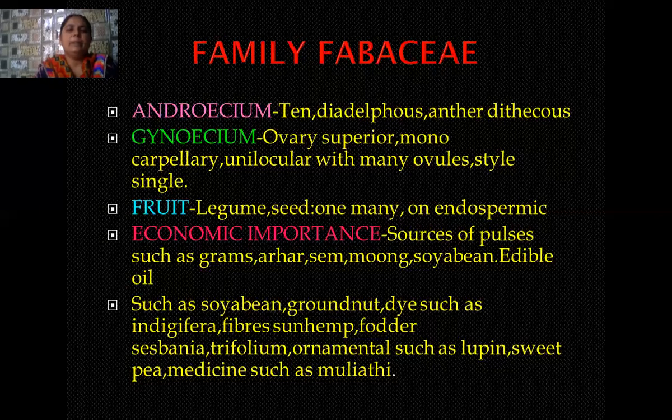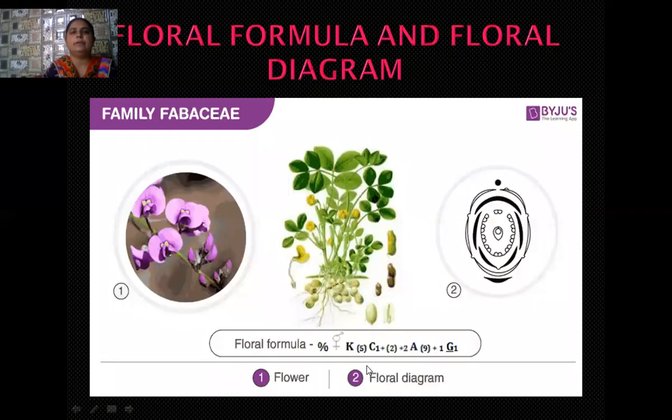And ornamental flowers are also there. Lupin flower, sweet pea flower, they are used for ornamental purposes. And medicine also comes under this. That is mulethi, which is generally used by people who have to sing in order to make their throat clean. Mulethi. So generally they put mulethi in their throat.